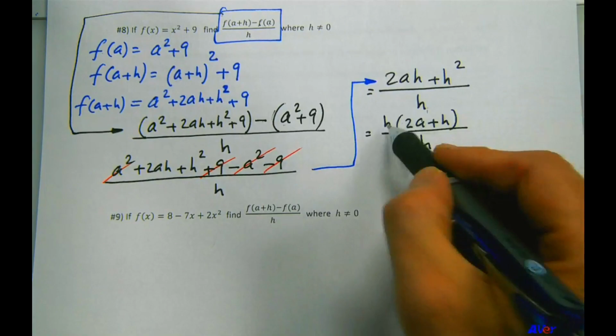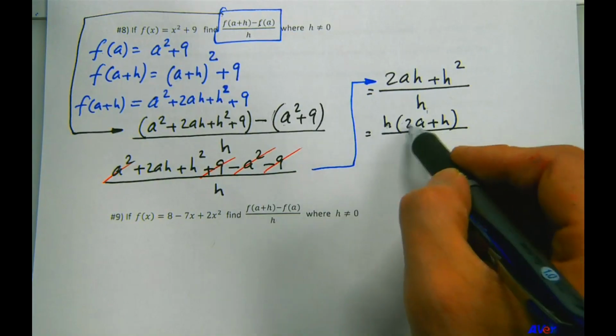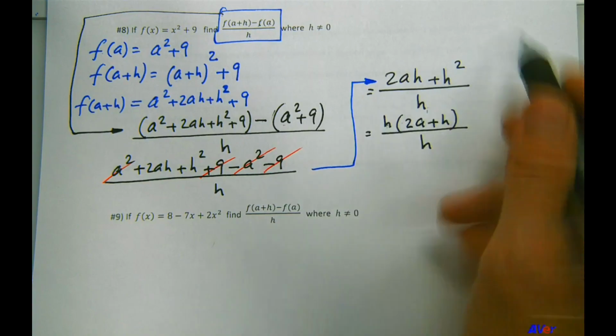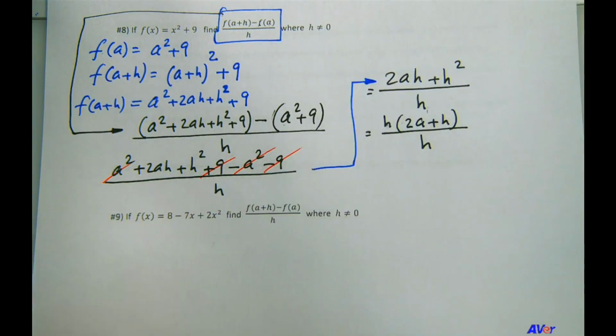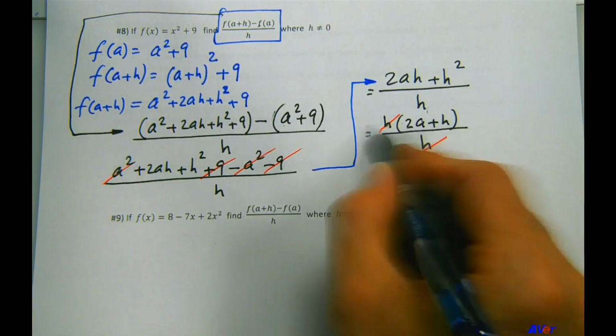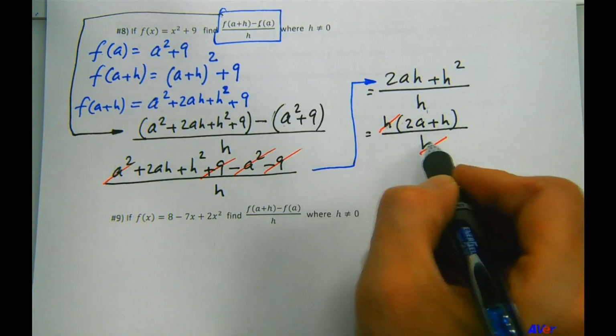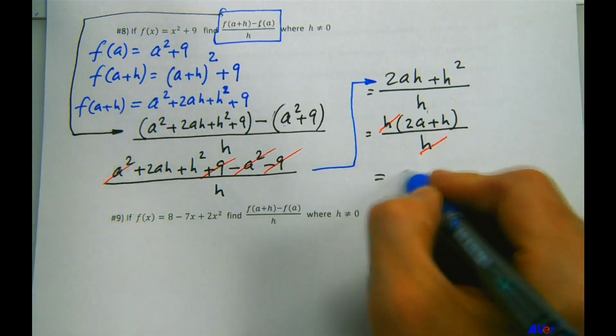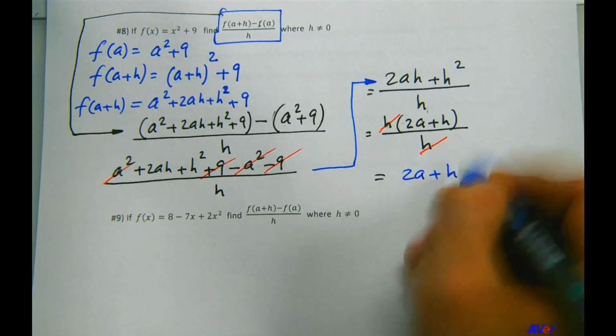But if you multiply or distribute h into this, you get 2ah. If you distribute h into h, you get h squared. So everything is okay. Now, the h and the h cancel out because the h in the numerator is being multiplied and then divided by another h. So the final result then is 2a plus h.